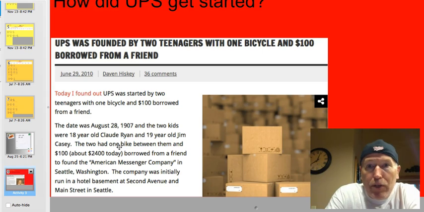Kind of cool. The big brown machine. You see those brown UPS trucks all over the place. Next time you see one, ask your mom and dad, how did they get started? 2 teenagers and 1 bicycle and $100.